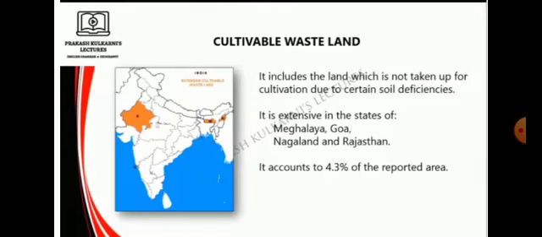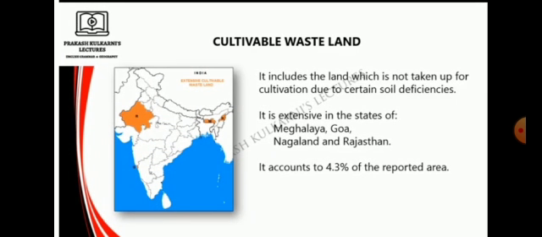Next we are going to study cultivable wasteland. What about it? It includes the land which is not taken up for cultivation due to certain soil deficiencies. That is the reason it is extensive in the states of Meghalaya, Goa, Nagaland and Rajasthan. It accounts for 4.3% of the reported area.